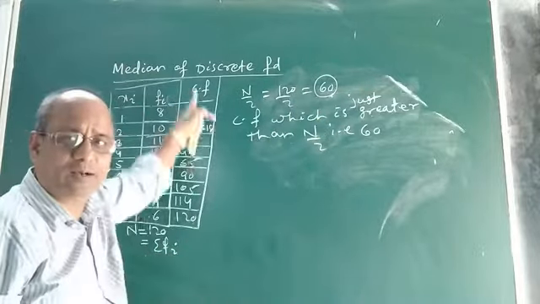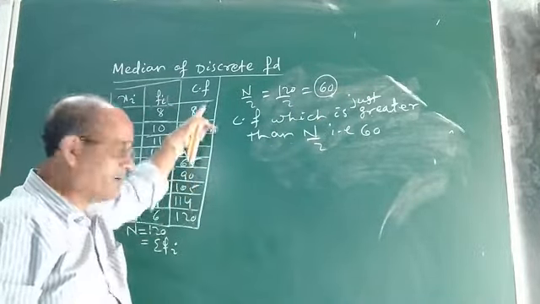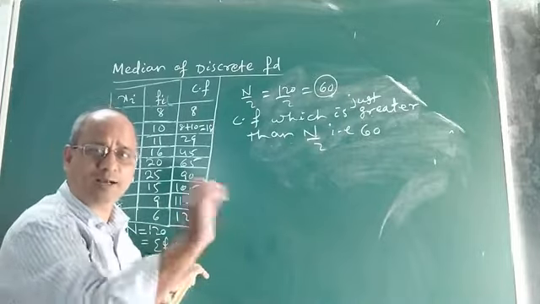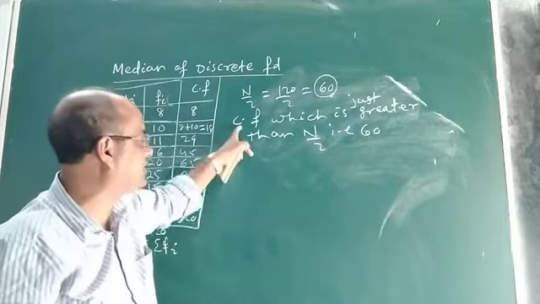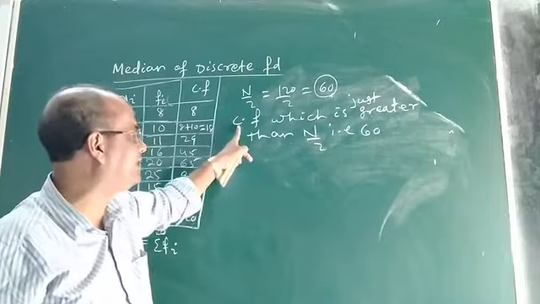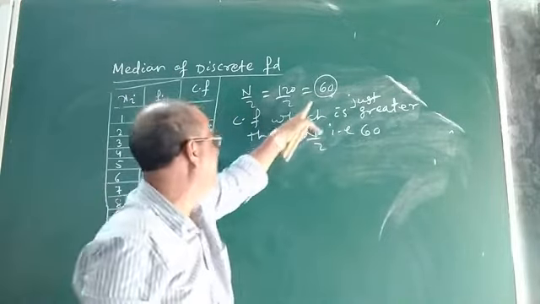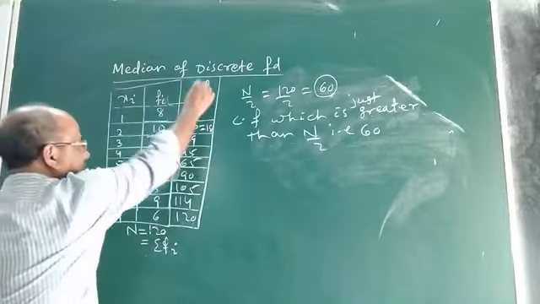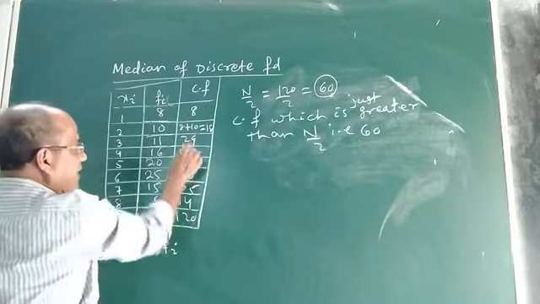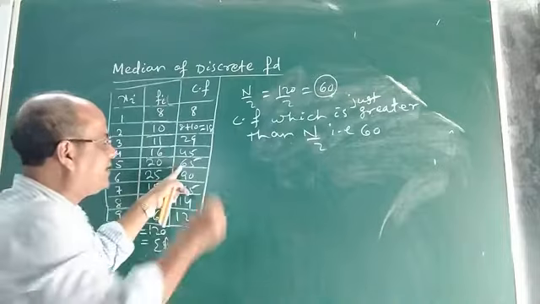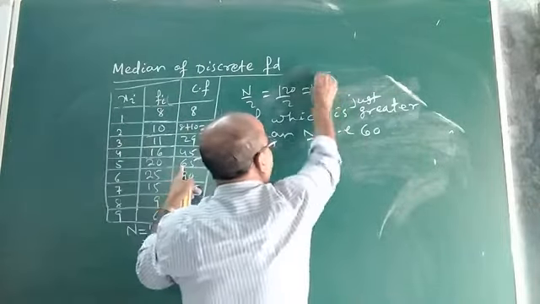Look at the cumulative frequency column. From this column, find the cumulative frequency which is just greater than n by 2. N by 2 means 60. Now out of these cumulative frequencies, you find out which one is just greater than this value.